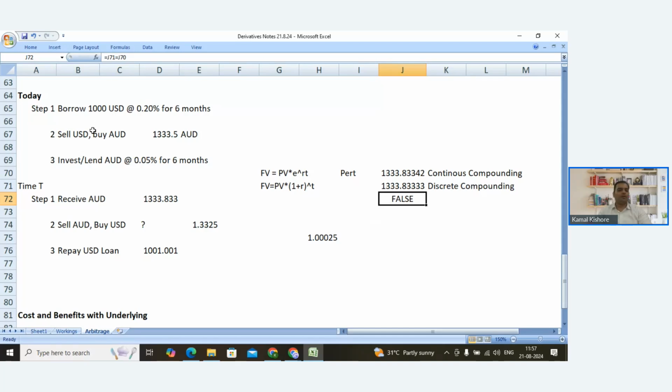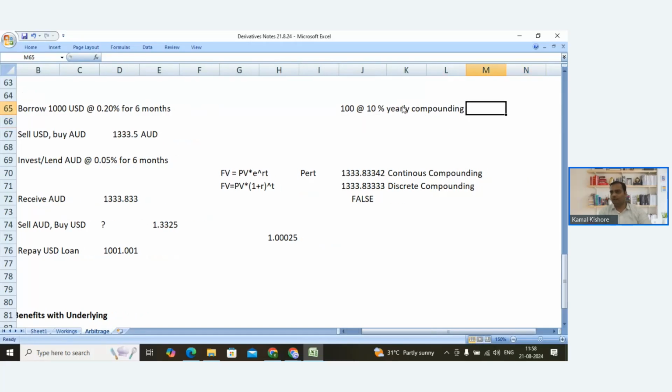This is only for $1,000. If it was for 1 million, or for 5 years, or for 10 million, 50 million, 100 million, then there is a difference. Very simple thing. You do this calculation: 100 invested at 10%, yearly compounding. What is the answer? 110. Now, 100 invested at 10%, continuous compounding. Calculate.